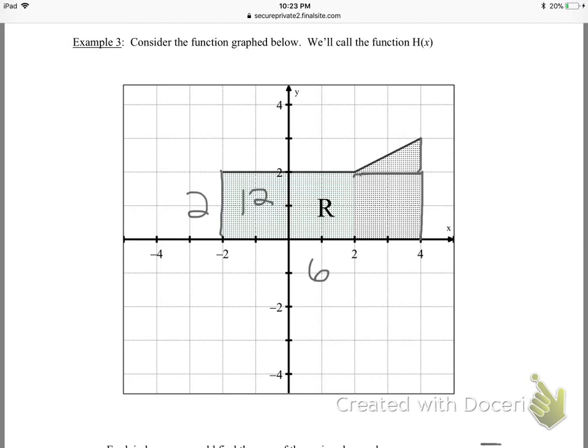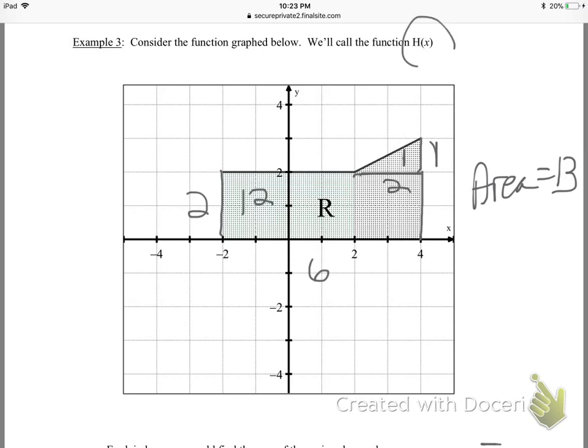Right here is 1. Here's 2. 1/2 times 1 times 2 is 1. So the area of this shape is going to be 13. So I'm going to say the area equals 13, but we're able to express this in a different way.